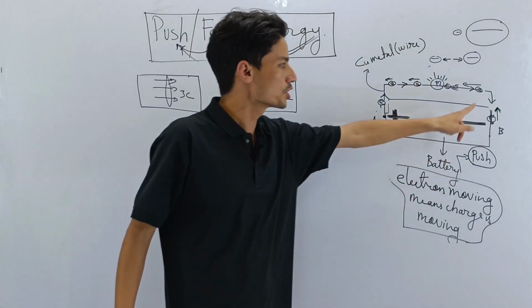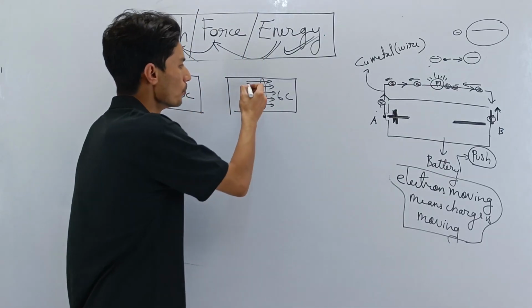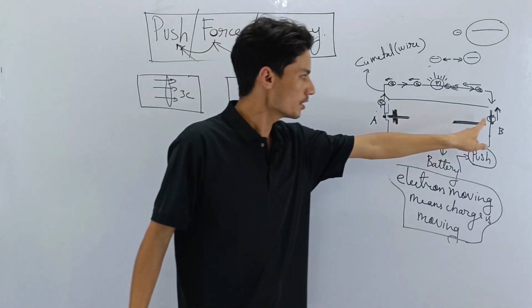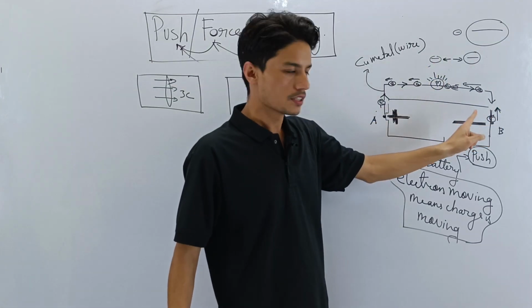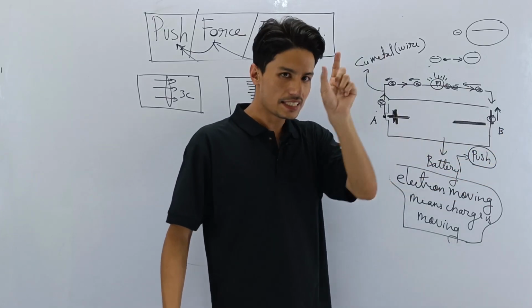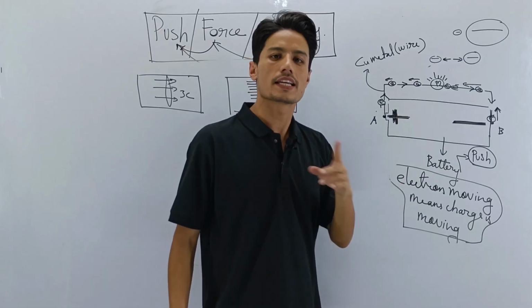And if the push is big, then what happens? In a given 1 second, more electrons will pass through. Yes or no? Because here the electron will travel faster. So the first electron is gone, the second electron will also be pushed with great force. So in that given 1 second, more electrons can pass or not? More charge will pass or not? Yes, isn't it?